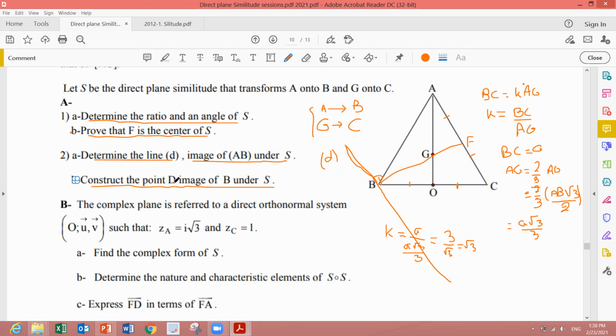Thomas, how to construct D, the image of B under S? We put S of B onto D and A onto B. Construct geometrically means where must D be.